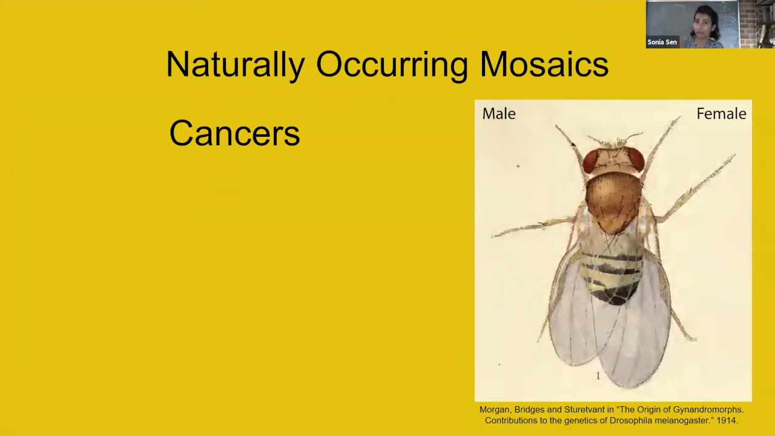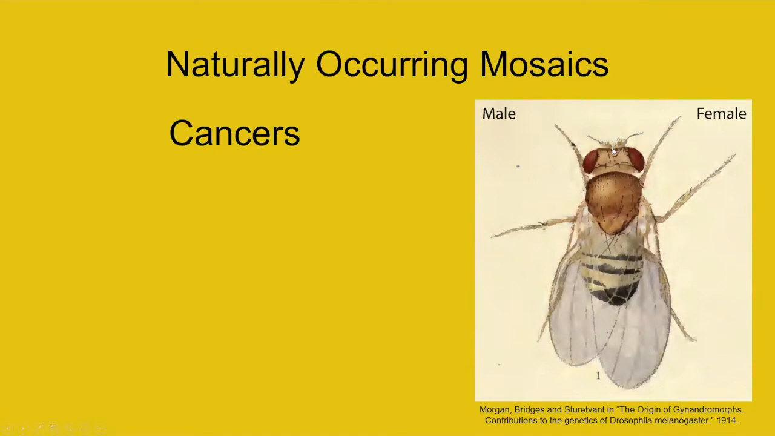Drosophila have males and females, sexually dimorphic. But there are occasions where you will find an organism, a fly, which is both male and female on the two sides. So can you see my cursor? Can someone tell me if you can see my cursor? Yes, we can. Yeah, okay.